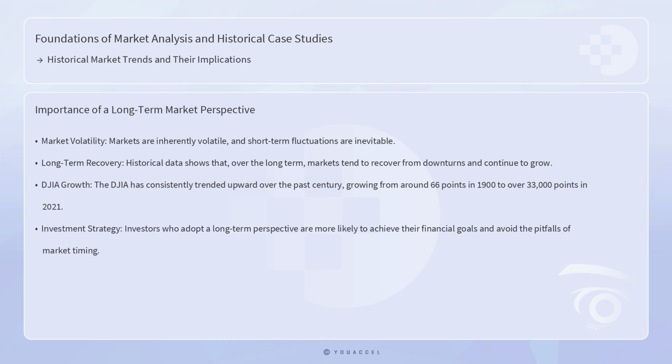Another critical lesson from historical market trends is the importance of maintaining a long-term perspective. Markets are inherently volatile, and short-term fluctuations are inevitable. However, historical data shows that, over the long term, markets tend to recover from downturns and continue to grow. For example, despite numerous crises and corrections, the DJIA has consistently trended upward over the past century, growing from around 66 points in 1900 to over 33,000 points in 2021.